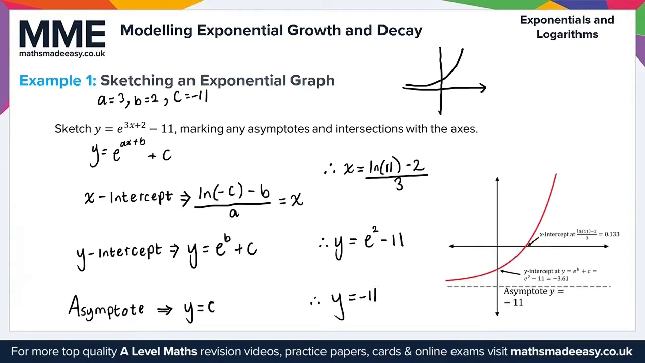And if we sketch this, we should get something of this form. Again, we've got this shape as we denoted above, and we can easily identify the x-intercept. That's the natural logarithm of 11 minus 2, divided by 3, giving us 0.133. We have the y-intercept given by e squared minus 11, which is minus 3.61. And finally, we have our asymptote of y equals minus 11, identified by this grey dotted line at the bottom. So that's what we should get for our sketch, giving us the solution to example 1.